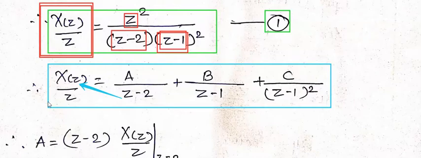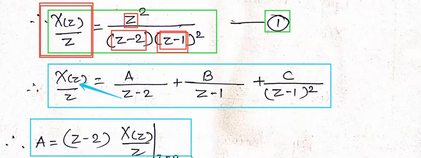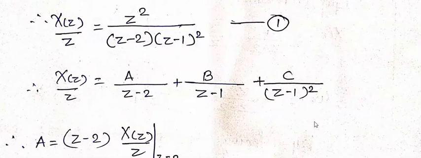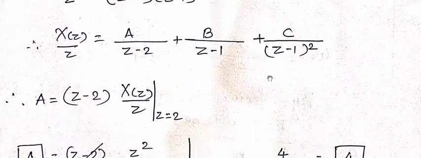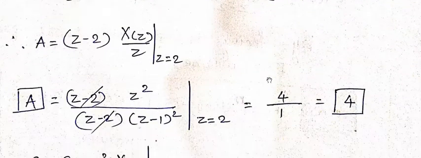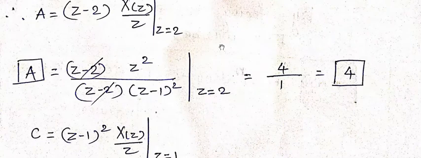So overall it will become like this at z equal to 2. After simplifying it further, we will be able to solve it like this. Let me just correct it further. Okay, now this is how the value of a can be calculated.